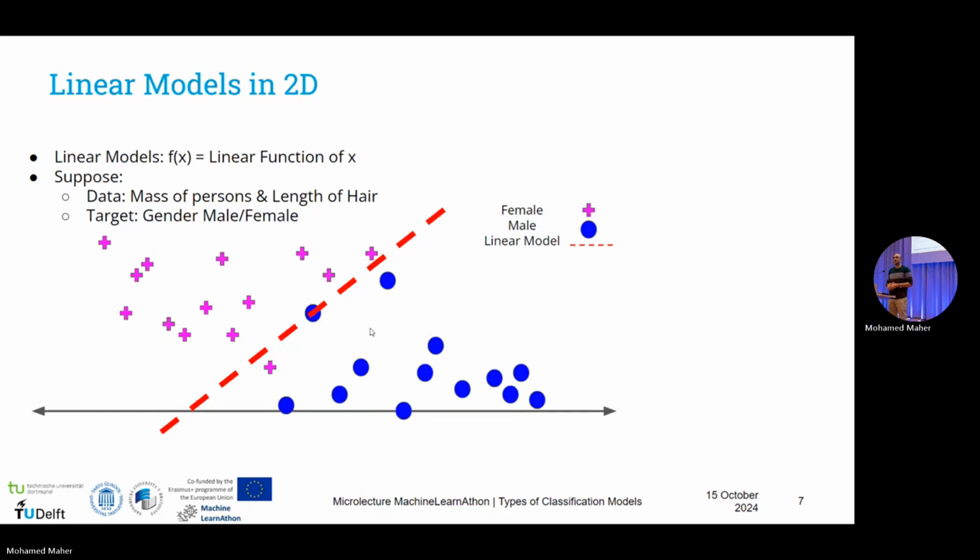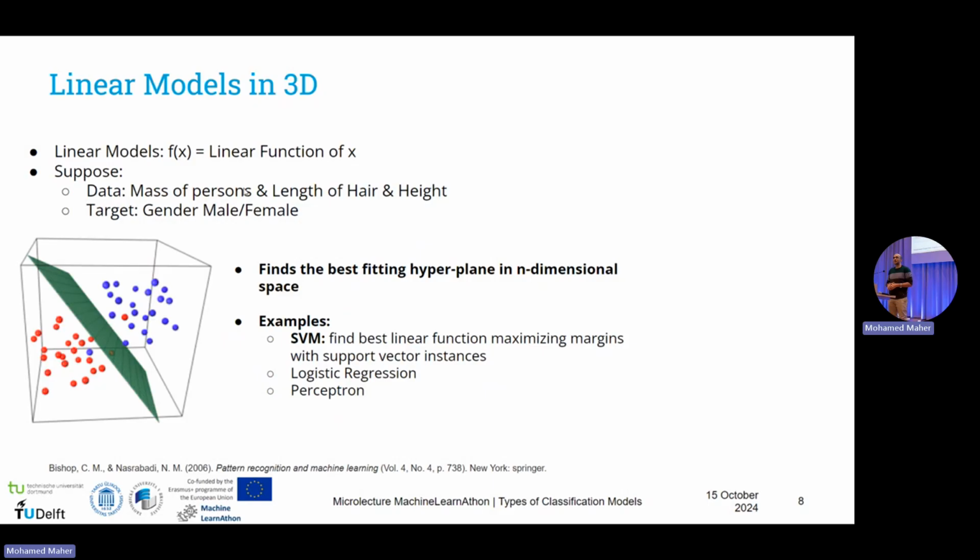In the case of 3D models, we have added a new feature over here, which is the height of the person. Here the best fitting linear model, which is a linear combination of these three features, would be a hyperplane separating between these two classes. So basically linear models try to find the best fitting hyperplane in n-dimensional space. As we have more features, n features, we are going to find a hyperplane, not just a plane or a straight line or a threshold.